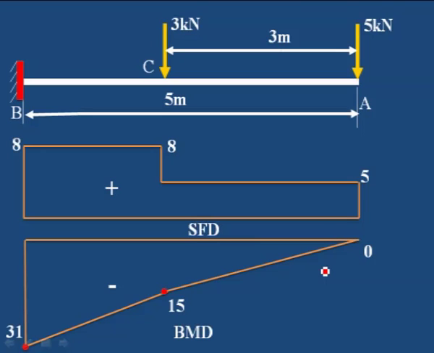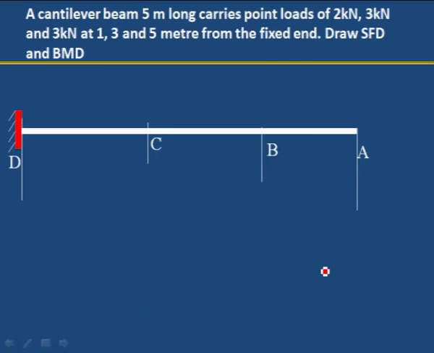Let us see how the bending moment and shear force diagrams can be drawn for 3 point loads. A cantilever beam 5 meter long, 5 meter long means a 5 meter span from one point to another point, carries point loads of 2 kilonewton, 3 kilonewton, 3 kilonewton at 1 meter, 3 meter, 5 meter from the fixed end. Now see, in this problem the distance is given from the fixed end. 2 kilonewton is acting at a distance of 1 meter, 3 kilonewton at a distance of 3 meter, and another 3 kilonewton at a distance of 5 meter from the fixed end.